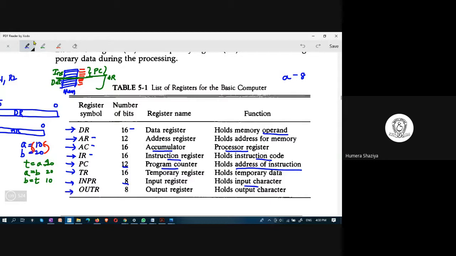And OUTR size is 8 bits. Its name is output register and it holds the output character. Suppose you have to print A, then you store A in the output register and that gets displayed on the monitor.